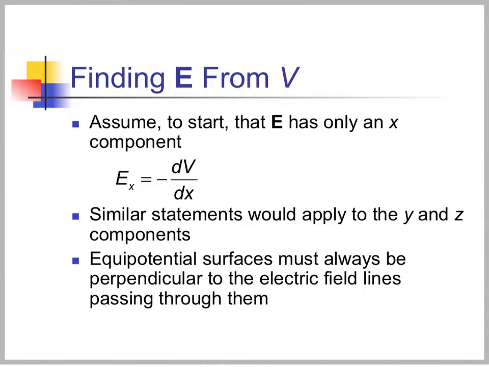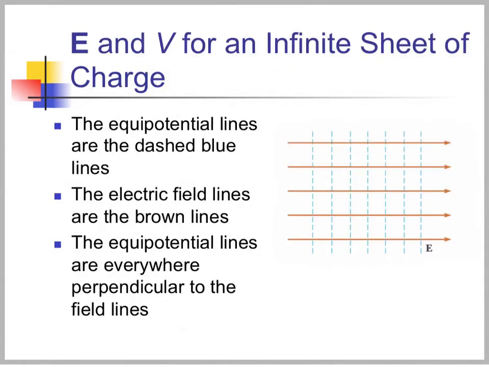Equipotential surfaces must always be perpendicular to the electric field lines passing through them. So, if I have an infinite sheet of charge, we said the electric field is uniform and is directed out. The equipotential lines are these dashed blue lines. The electric field lines are the brown lines. And the equipotential lines are everywhere perpendicular to the field lines.